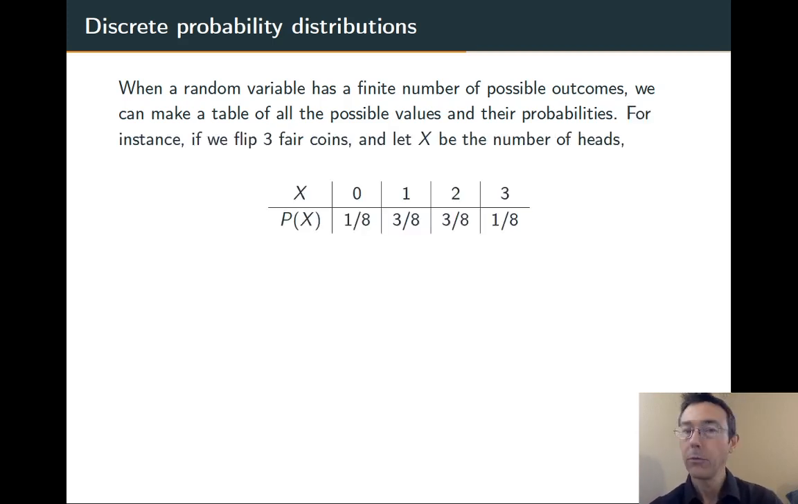Here's an example. Flip a coin just 3 times and count the number of heads. You can get 0, 1, 2, or 3 heads, and we have probabilities for each of those. So there's a 1 in 8 chance of getting no heads, and on down the line.